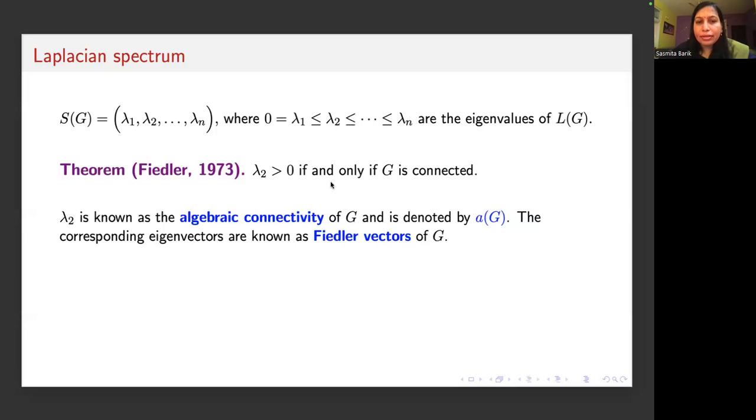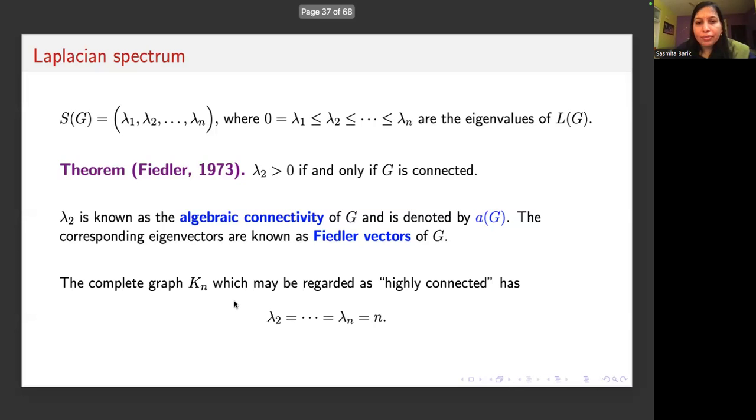Not only this is true, how much bigger this lambda 2 is also decides how much the graph is connected. If you see the complete graph, the Laplacian eigenvalues, I hope you know, otherwise you can compute, will be 0, which comes obviously once, and then n appearing n minus 1 times. So in that case, the algebraic connectivity is n. And that is the graph which is highly connected because it has the largest algebraic connectivity.